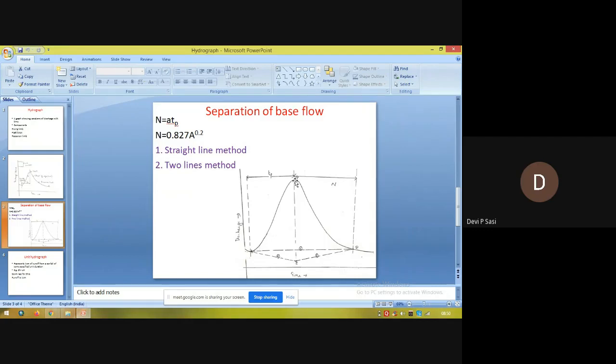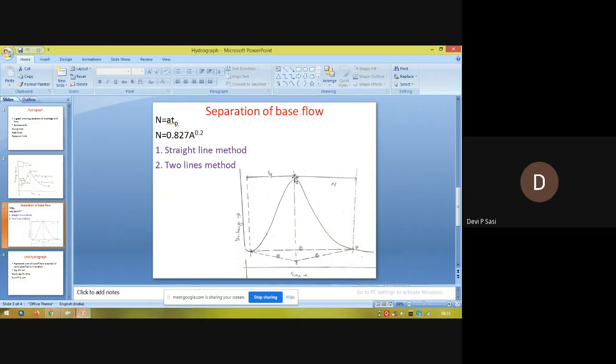Similarly, we extend a perpendicular line from point P, that is from the peak. You can see the point P. P means it is a peak. So from point P, we are drawing a perpendicular line. Similarly, we are extending the line from A, so it meets at a point E. That is, we extend the base flow curve so that we obtain a line AE.